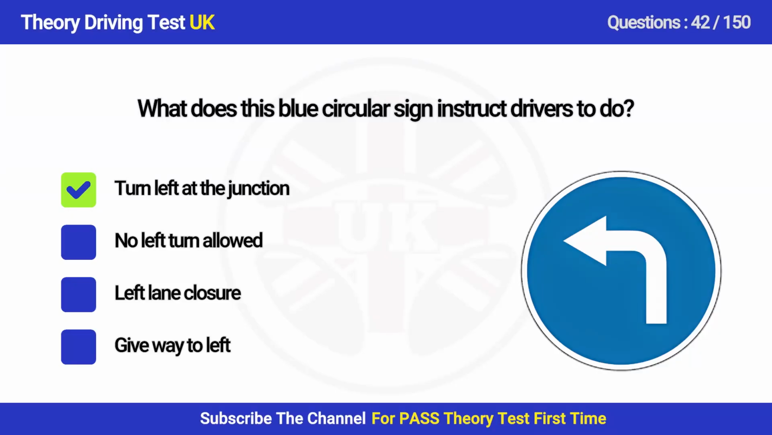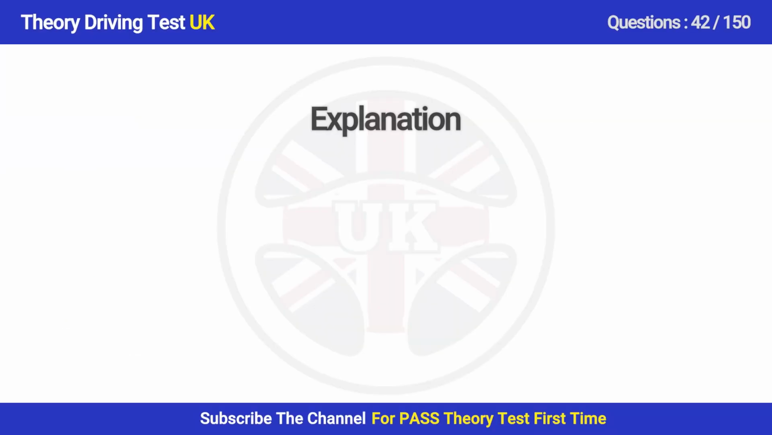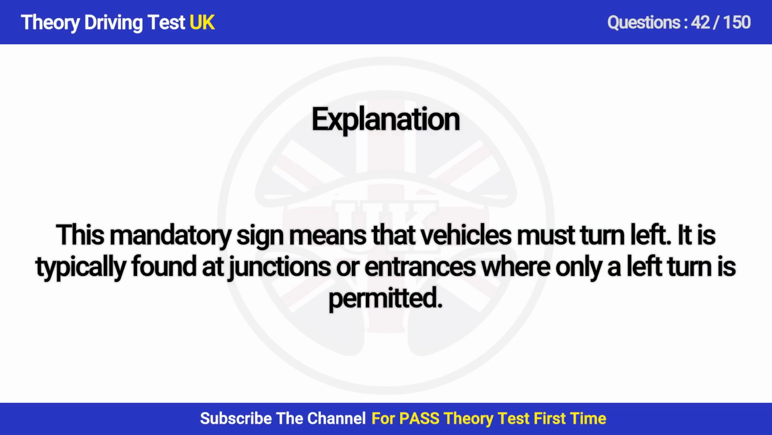Answer is A. Turn left at the junction. This mandatory sign means that vehicles must turn left. It is typically found at junctions or entrances where only a left turn is permitted.